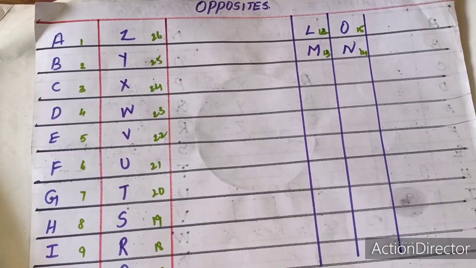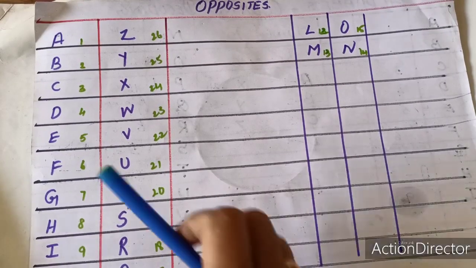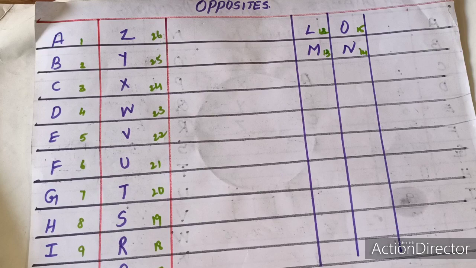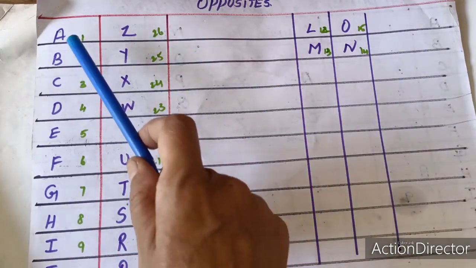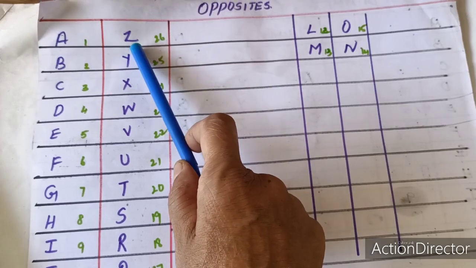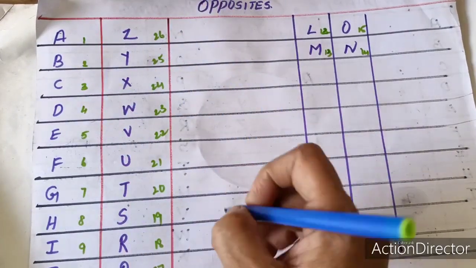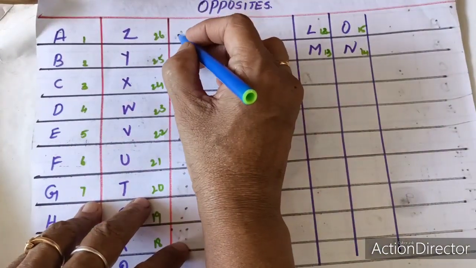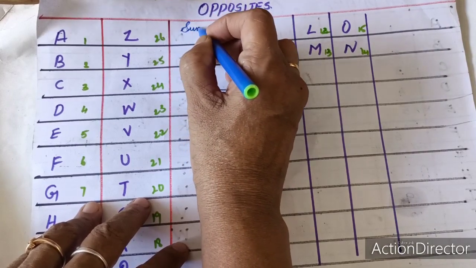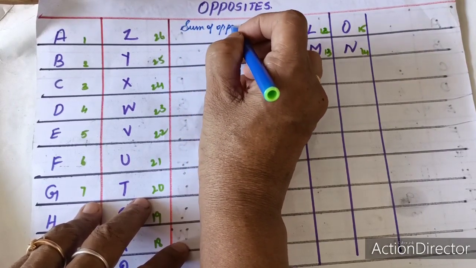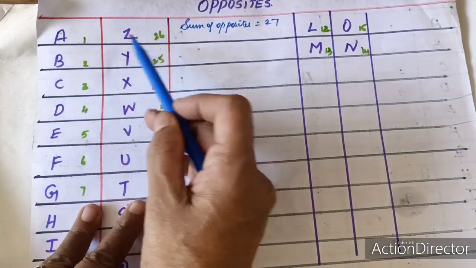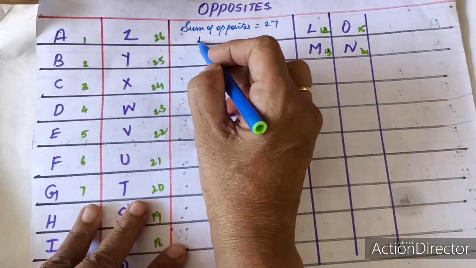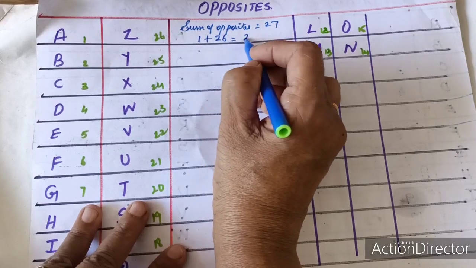Now let us see how to learn the opposites. You know, from A to M it is 1 to 13, and from N to Z it is 14 to 26. Now A and Z are opposites, and the sum of opposites is always 27. You can count and see. A is 1 and Z is 26. So 1 plus 26 is equal to 27.